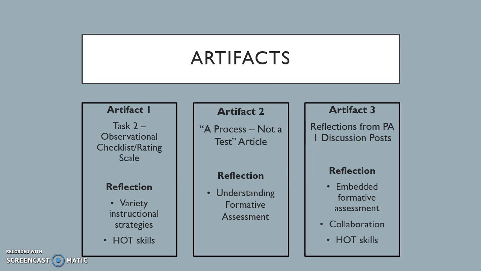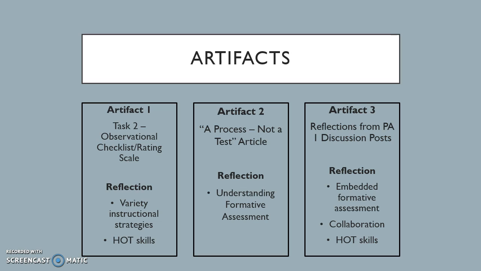For Artifact 2, I chose an article called A Process, Not a Test, which focused on everything about formative assessment. Formative assessment is something that I felt very comfortable with, but I still learned a lot while I was analyzing the article. There are 4 critical steps that teachers really need to focus on when using formative assessment correctly. One of the biggest things I focused on was that formative assessment can't happen too little and it can't happen too much. It needs to be very strategic, and the evidence needs to be used to adjust instruction.